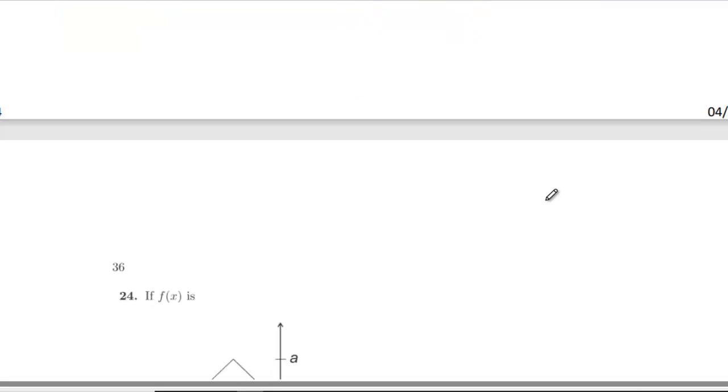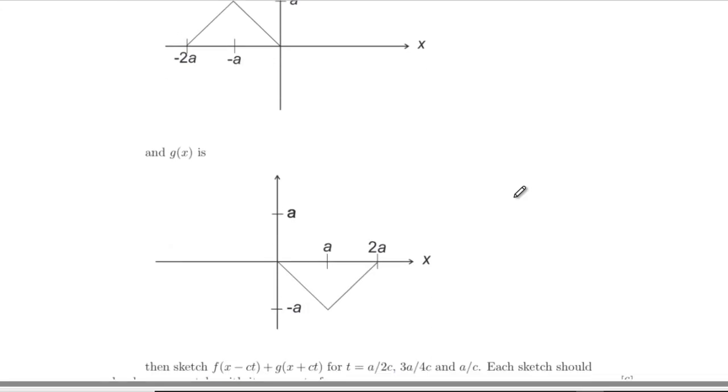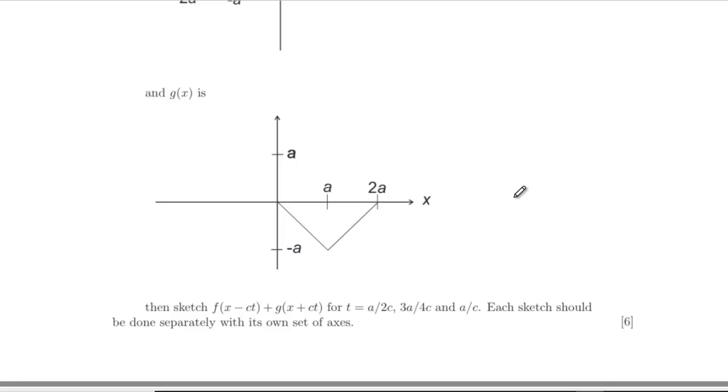Pushing on, we come to question 24. This might be the last one. I think it is the last one. So fingers crossed this isn't too long-winded. Right, we've got f of x is that thing, g of x is this, and they look pretty similar. Maybe this is going to be to do with transformation of graphs or something. Then sketch f of x minus ct plus g of x plus ct for 3 different t's.